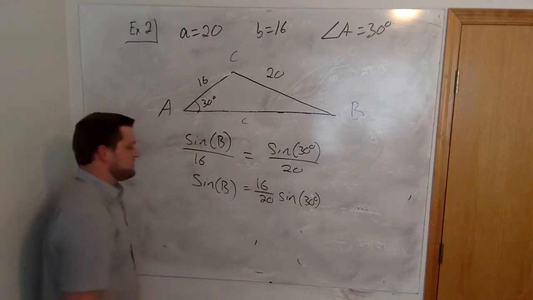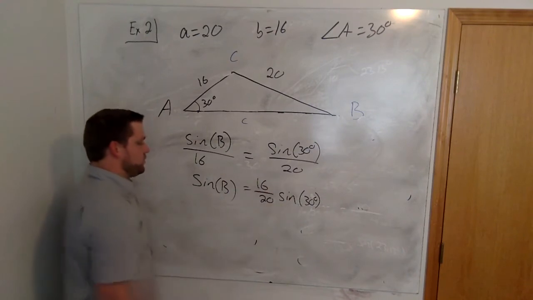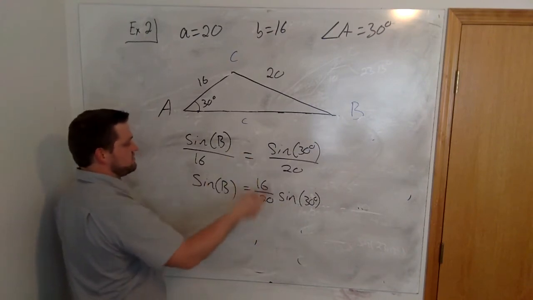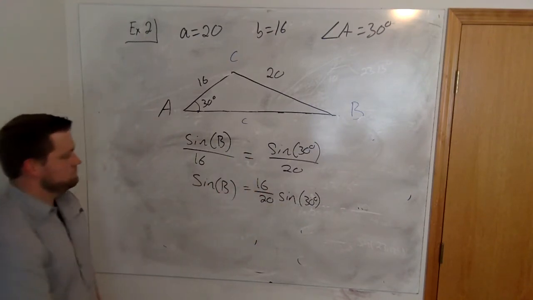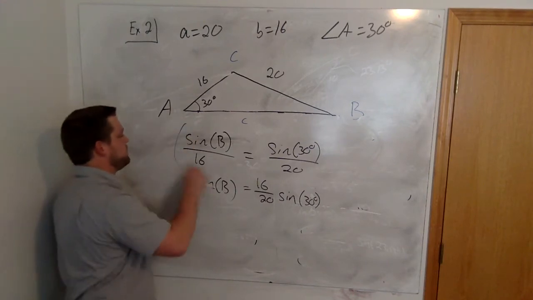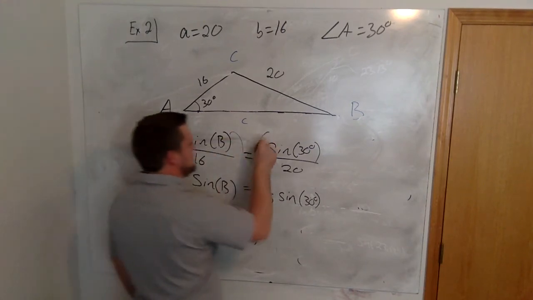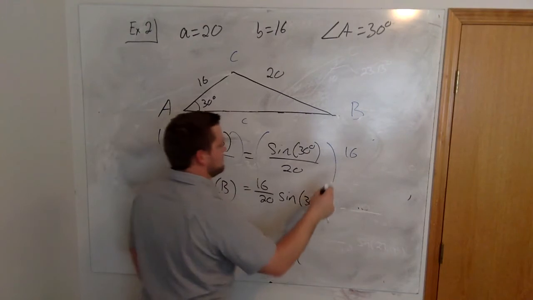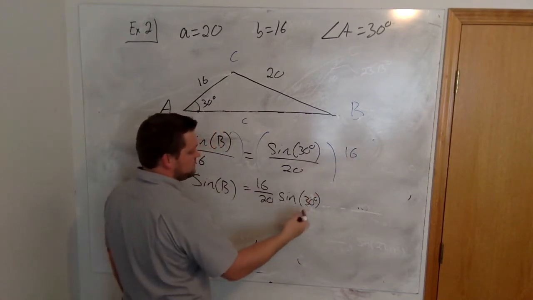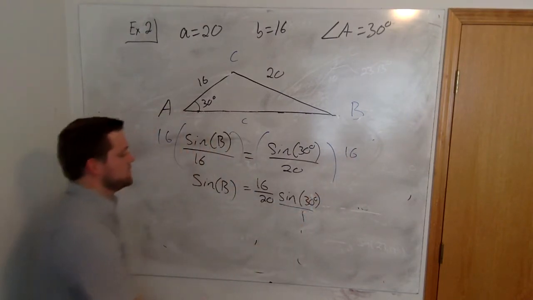Just multiply both sides by 16. I did some rearranging, but if you multiply both sides by 16, this would be the same. If that's throwing you off, multiply both sides by 16. Think about 16 over 20 times the sine of 30 if you want to think about this over 1.